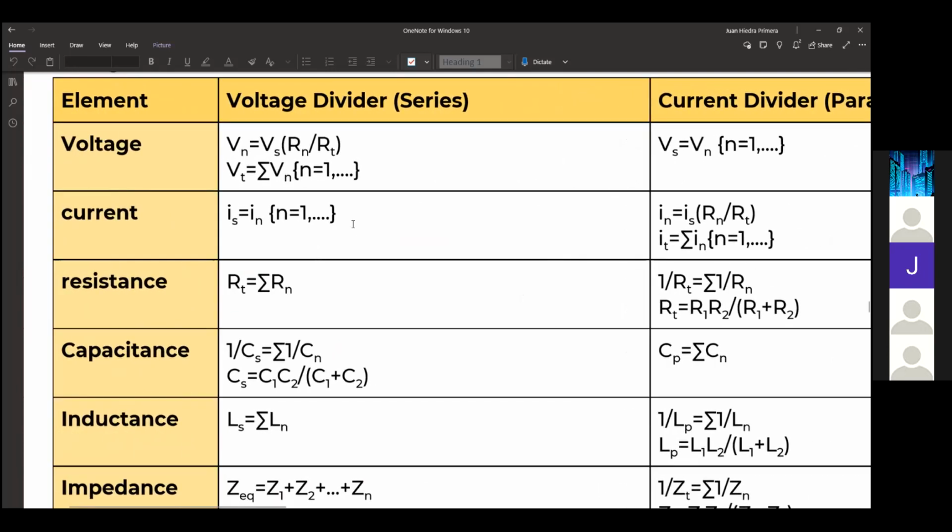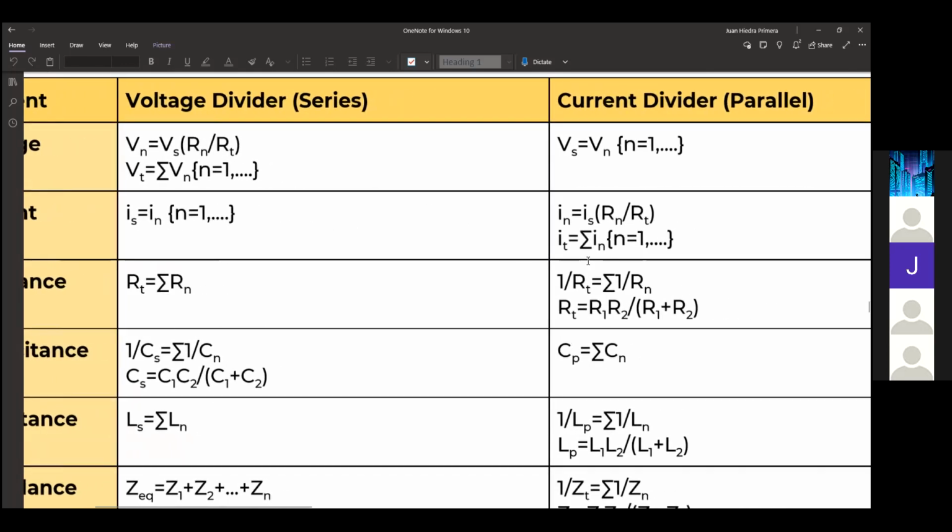For current, it's the other way around. In series, the current flows through all of the elements. And you can kind of think of it as sort of a pipe. If you have water coming into one end and the pipe is straight, no matter whether the pipe gets larger or smaller as you go through, the same amount of water is going to come out the other end. So the same current that came in is going to come out.